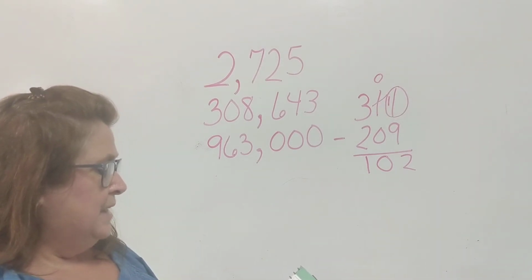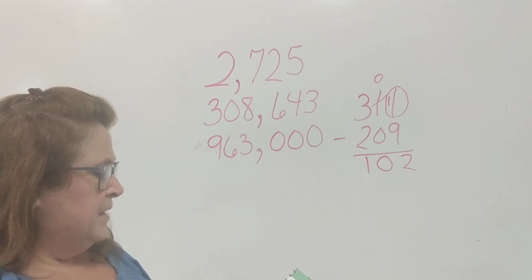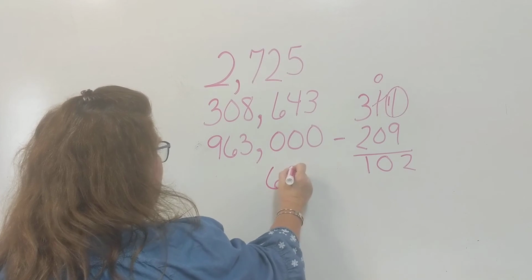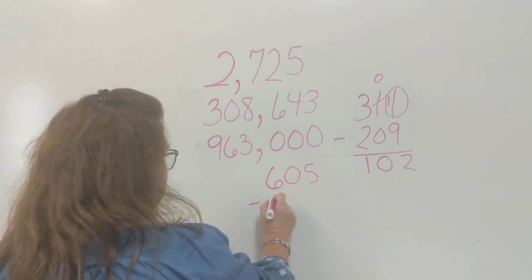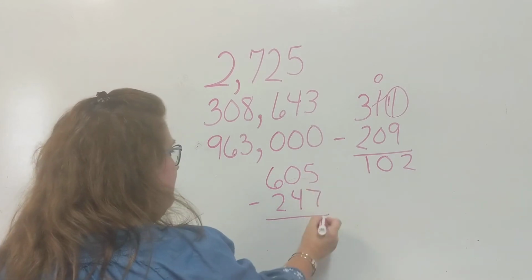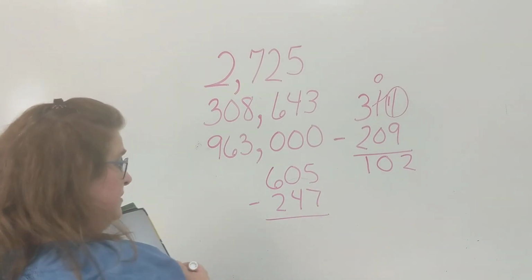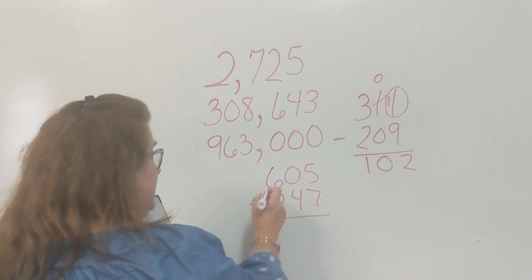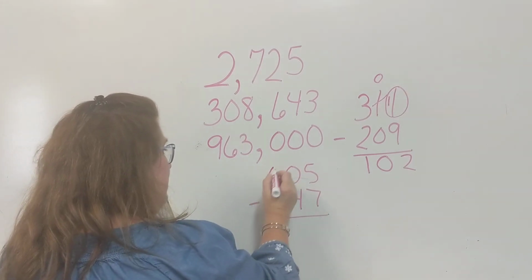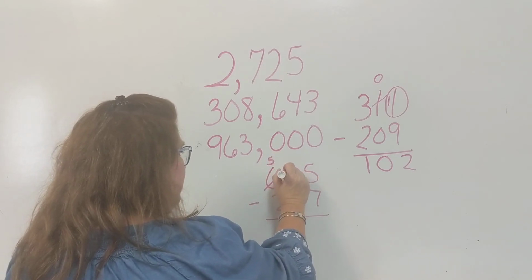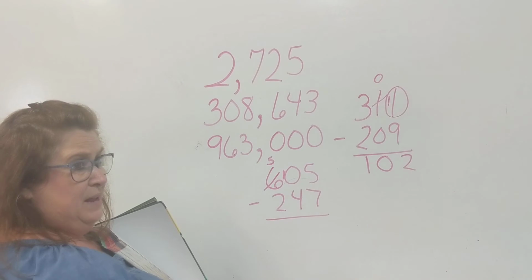102. And let's look at letter C together. 605 minus 247. Okay? Can I say 5 minus 7? I can't. And if I come over here to borrow, there's nothing there to borrow. So I'm going to come to my 6. I'm going to borrow 1 from that 6 and make it a 5. And I'm going to give it to this guy right here. Now he has something to let me borrow.